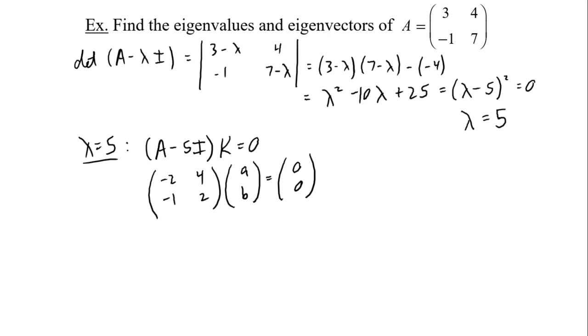Once again, I'm going to observe that the top row is a multiple of the bottom row, so it's clear that one of them can be ignored. And so we get negative a plus 2b is equal to 0. So a is equal to 2b.